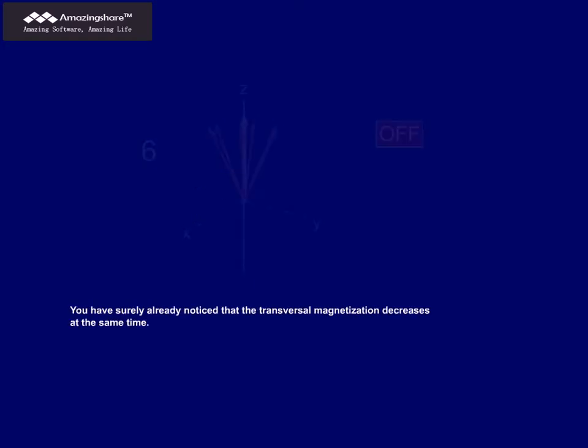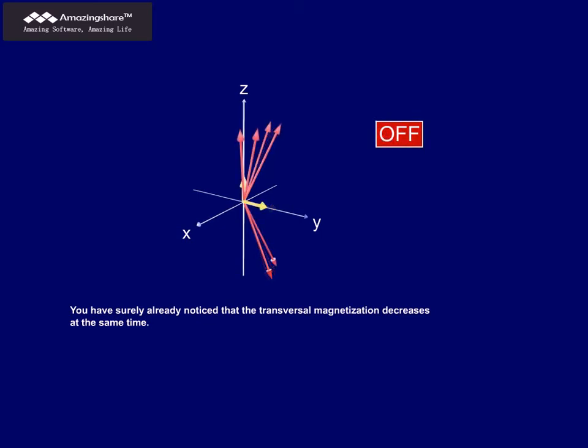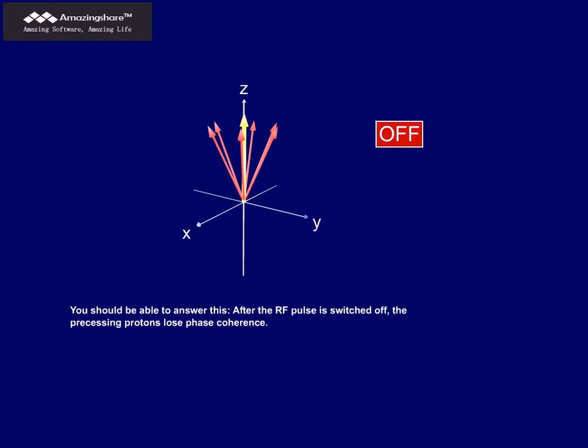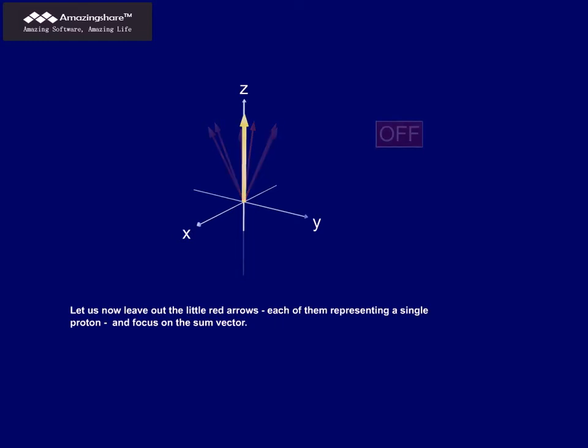You have surely already noticed that the transversal magnetization decreases at the same time. Why is that? You should be able to answer this. After the RF pulse is switched off, the precessing protons lose phase coherence. Let us now leave out the little red arrows, each of them representing a single proton, and focus on the sum vector.